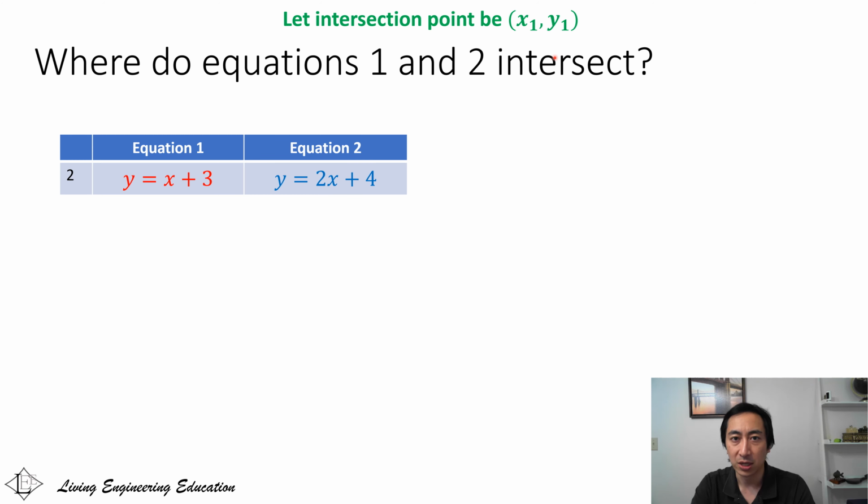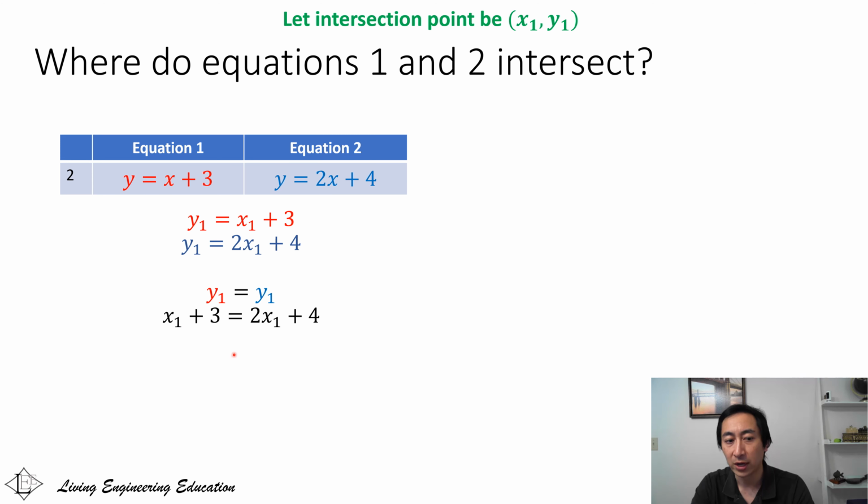So we start by saying that we have a dummy point x1, y1 where they intersect. Plug in x1, y1 to both equation 1 and 2. Equate the y1 values of both equations. And then we'll get x1 plus 3 is equal to 2x1 plus 4. Now we can solve for x1.